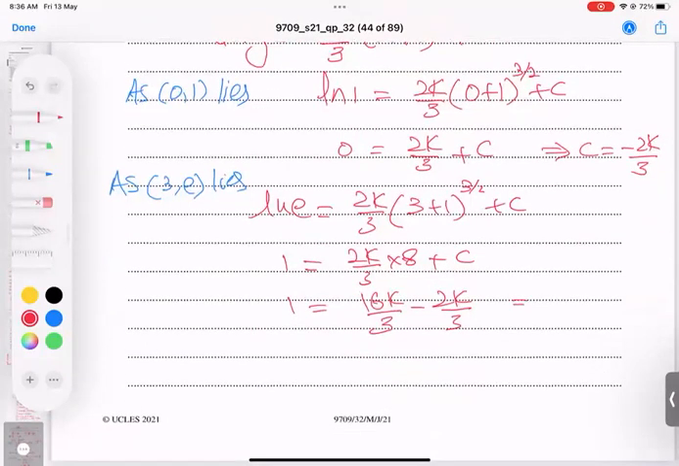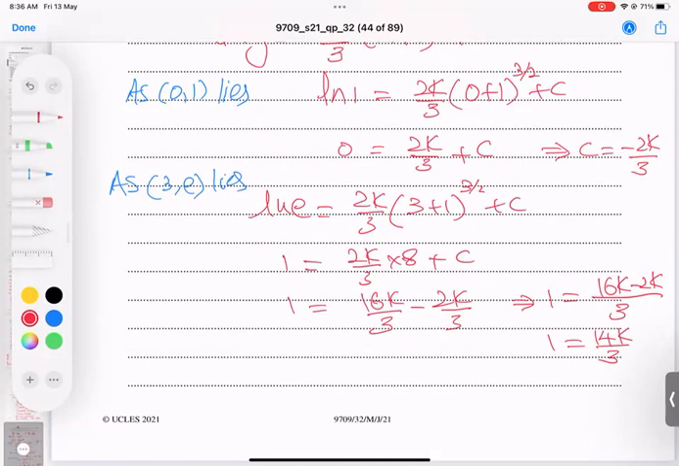So what am I getting here? 1 equals to 3 LCM, 16k negative 2k. 1 equals to 14k by 3. And k value is coming here 3 by 14. So 3 by 14. Okay.